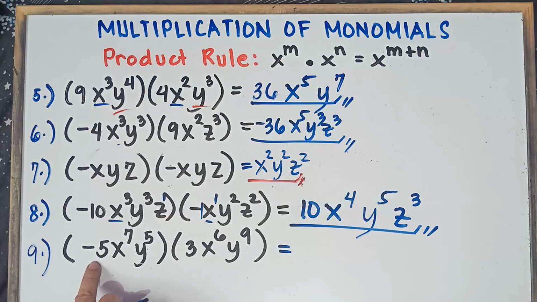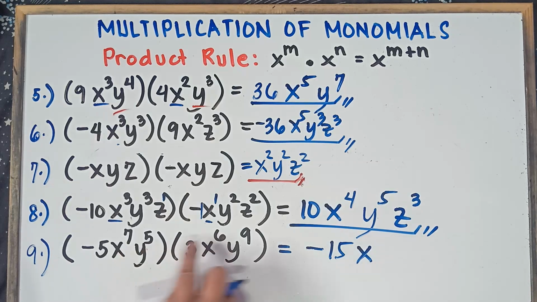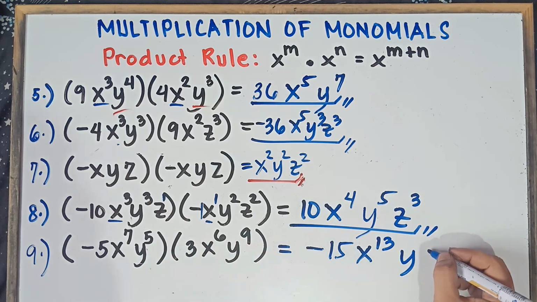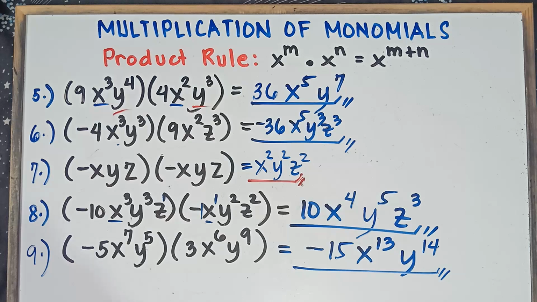Negative 5 times 3. So negative times positive, that would be negative. 5 times 3, that would be 15. Alright, and then x, same base, copy x. Add the exponent 7 plus 6, that would be 13. And then for y, same base for y, copy y. Add the exponent 5 plus 9, that would be, what's the answer, class? That's correct, that would be 14. That's it, class. That's the answer, class, with regards to example number 9.